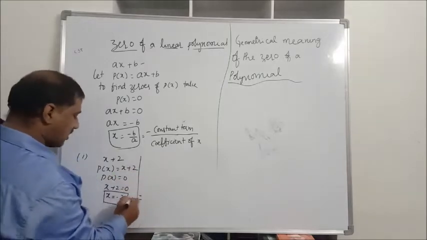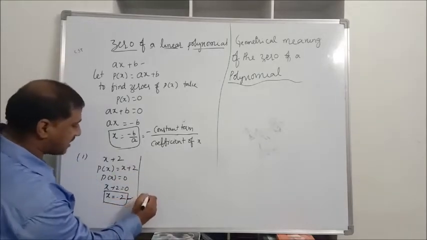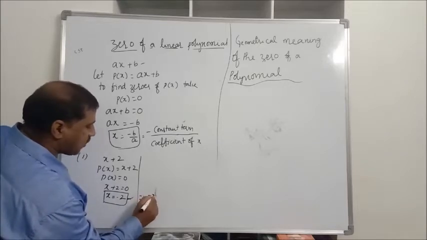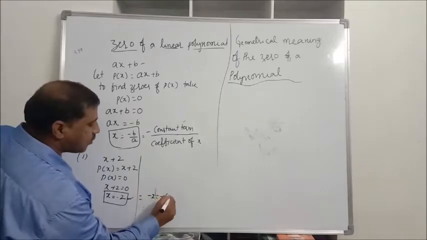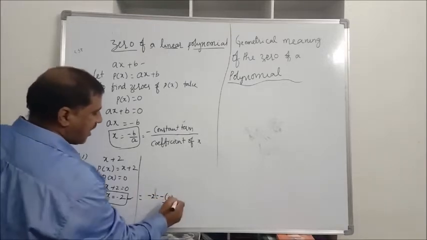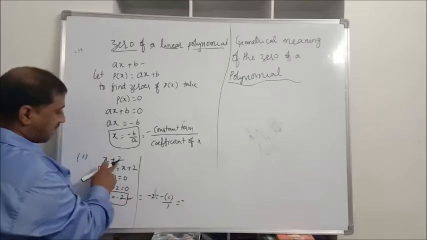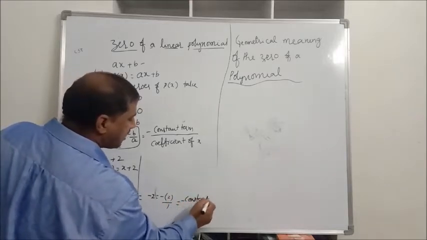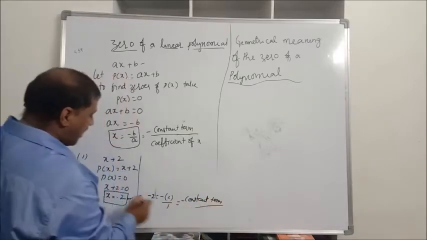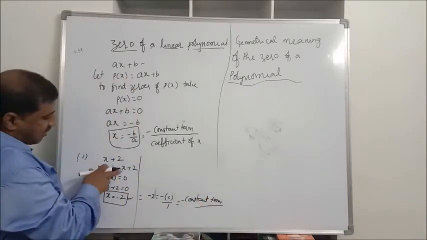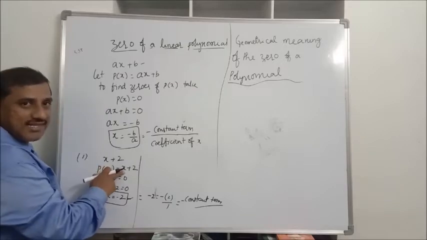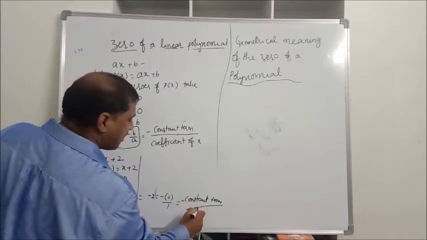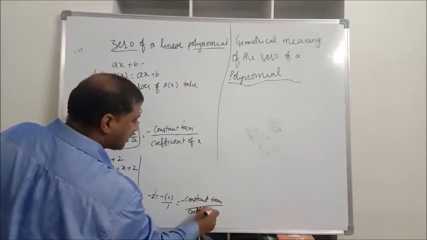So here minus 2 can be written as minus of 2 divided by 1, where 2 is nothing but the constant term, and 1 is nothing but what? What is the coefficient of x in x plus 2? It is 1. So 1 is the coefficient of x.